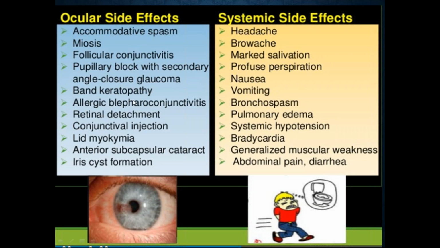Coming to systemic side effects, because there is constriction and accommodation, there will be headache, marked salivation, nausea, vomiting, bronchospasm, bradycardia. All of these are systemic side effects. There is no need for you to remember all these things; at least 4 or 5 you can remember.